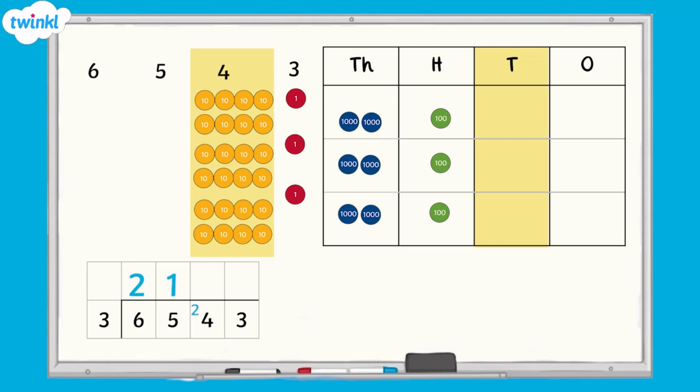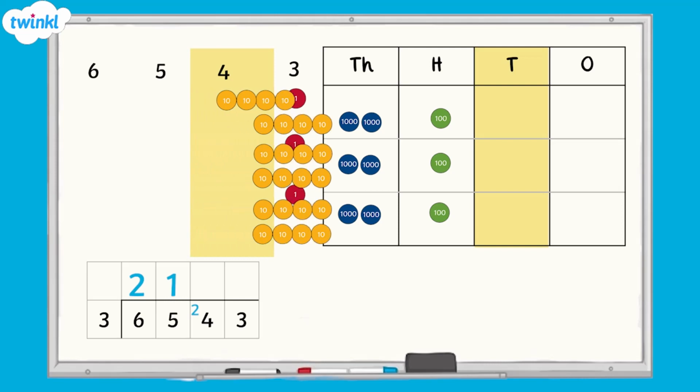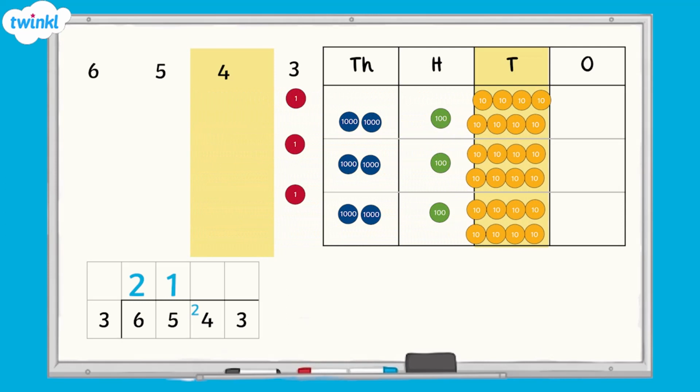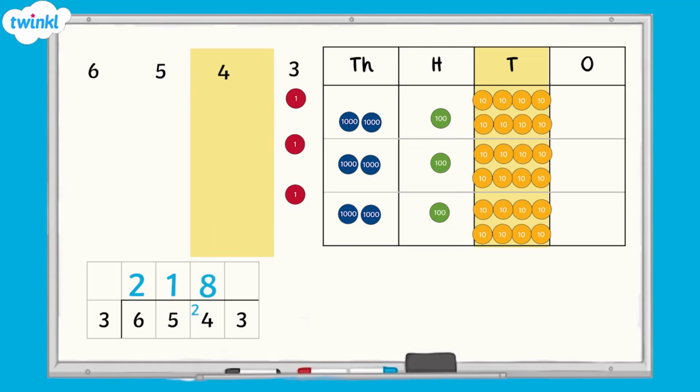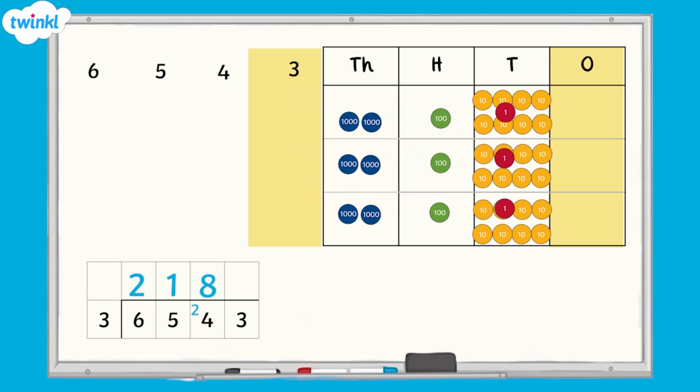Now we divide the tens. When we divide 24 tens by 3, we can share them out equally with none left over. There are 8 tens in each row, so we write an 8 in the tens column above the dividend. Finally, we divide the ones. We can divide 3 ones equally by 3 with none left over. 3 ones divided by 3 equals 1, so we write a 1 in the ones column above the dividend.